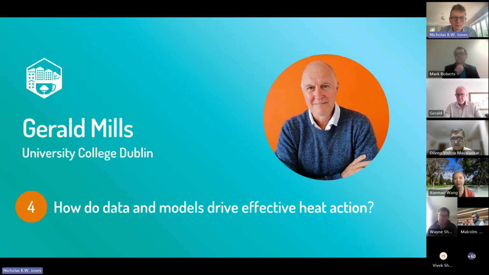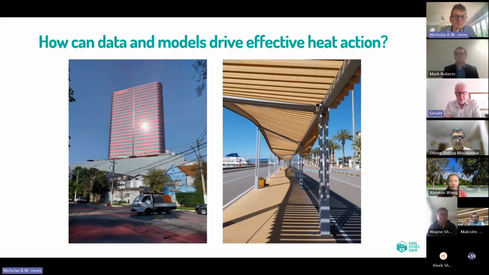Our fourth speaker is going to be Gerald Mills, who is a professor at University College Dublin. I'm also going to give a plug for going to Amazon and finding a copy of the book that Gerald and 3 co-authors have written called Urban Climates, which is really the reference book on how the physical form of cities influences the weather and the climate in those cities, and topics like developing a heat map are certainly addressed in a lot of depth in that book. Gerald is going to talk on how data and models drive effective heat action. Gerald, over to you. Thank you very much, Nicholas, and thanks for 3 excellent talks.